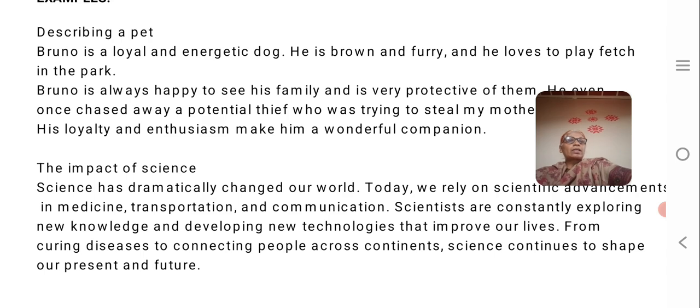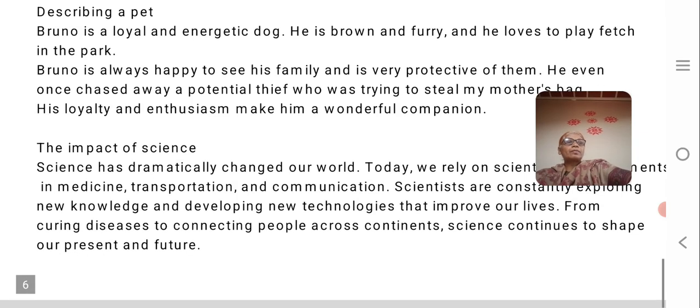The next line describes the dog. "He is brown and furry and he loves to play fetch in the park. Bruno is also happy to see his family and is very protective of them." That also adds to the quality of loyalty in that dog. The next sentence gives an example to prove how energetic and loyal he is. "He even once chased away a potential thief who was trying to steal my mother's bag." Okay, that is an example to show that Bruno is both loyal and energetic.